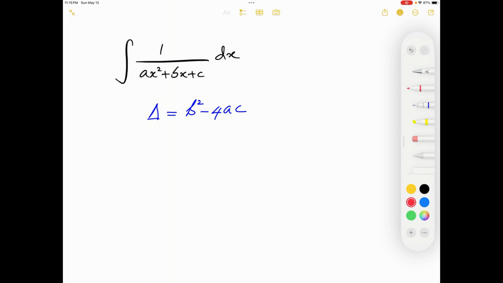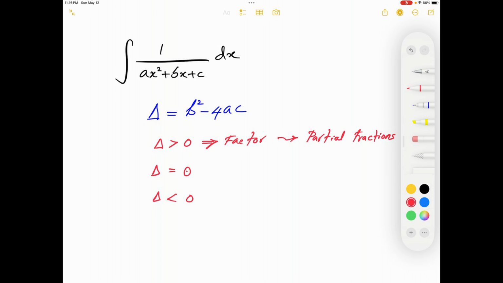If your b squared minus 4ac, or this delta, is greater than 0, then we have one approach. If delta is equal to 0, then we have another approach, and if delta is less than 0, we have a completely different approach. So what are those three approaches? For delta greater than 0, we can factor the denominator, and afterwards we can go for the partial fractions. For the other two cases, where delta equals 0 and delta less than 0, we have two other approaches.